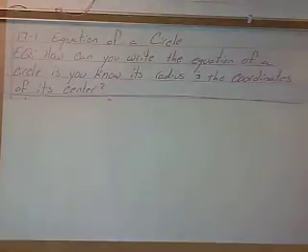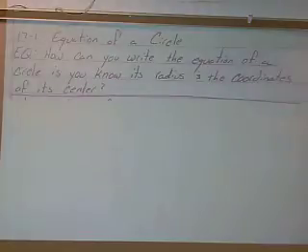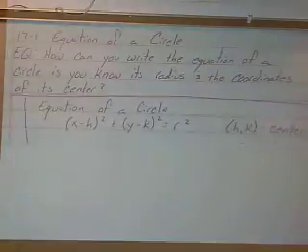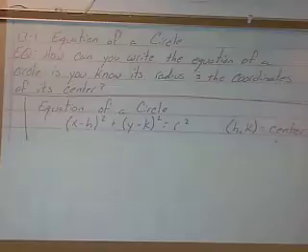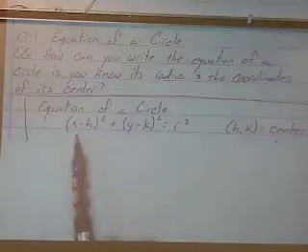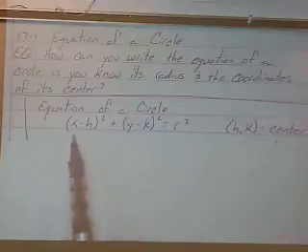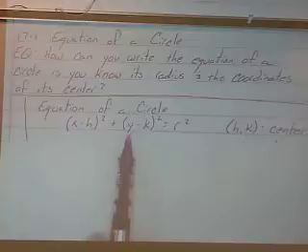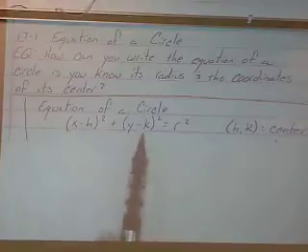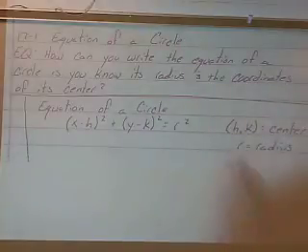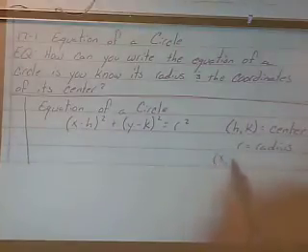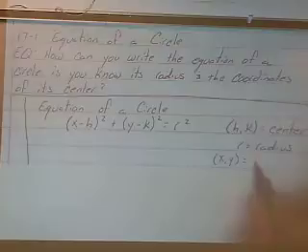Today we're going to talk about how to use the equation of a circle. The equation of a circle is very much like the Pythagorean theorem, where we have a squared plus b squared equals c squared. In this case, we're using the points x and y, which represent a point on the circle, and h and k are the center of the circle. So again, x and y is a point on the circle.